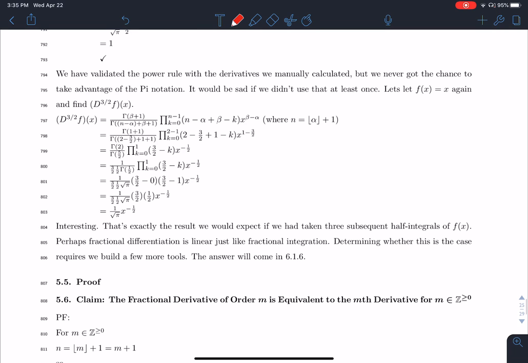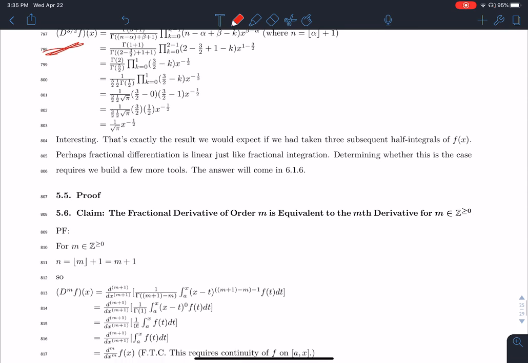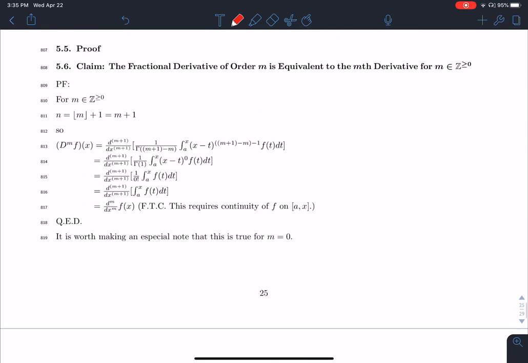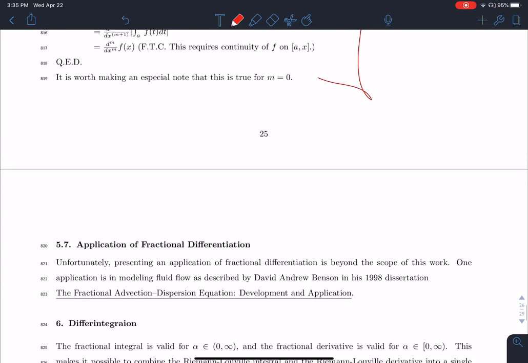Okay, that's nice. And here's just one more derivative for bonus. It's a bonus derivative. Okay, so it is kind of nice that I can prove that if we take the fractional derivative of order m, it's equivalent to the nth traditional derivative for m in this domain. And that's fairly easy to do, but we won't take the time to do it.